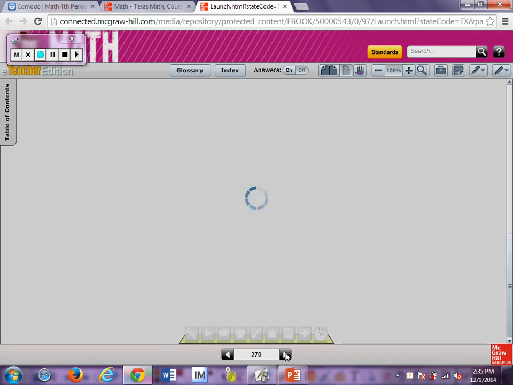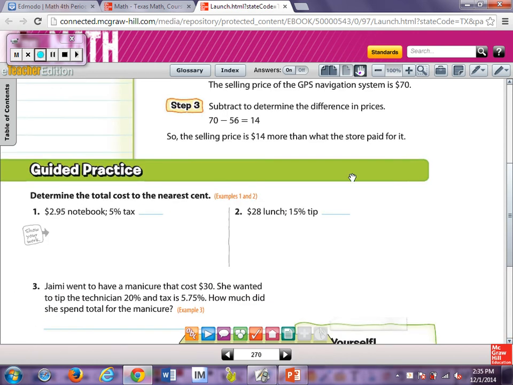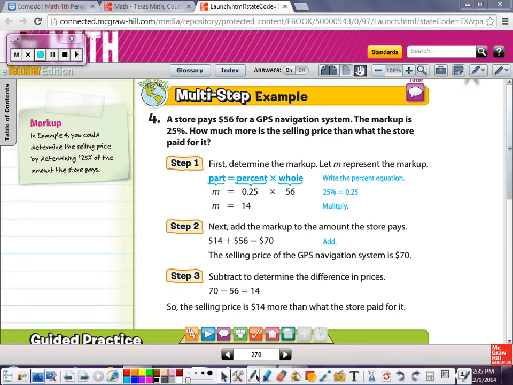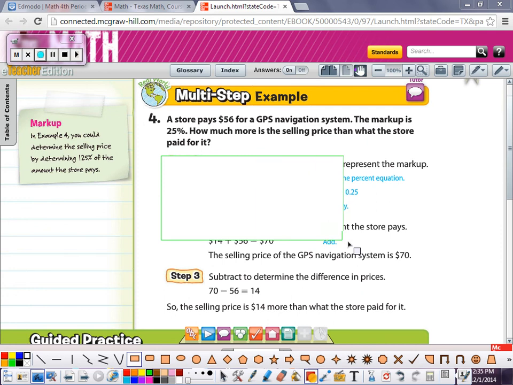I'm going to go ahead and move on to our final example here, which is on page 270 at the top. And here we have our multi-step example 4. A store pays $56 for a GPS navigation system, it says here. And then it goes on to say that the markup is 25%.